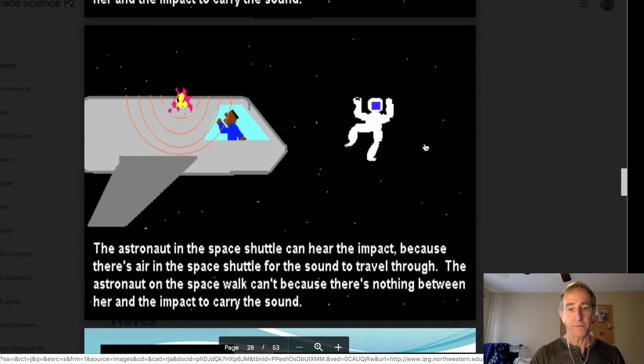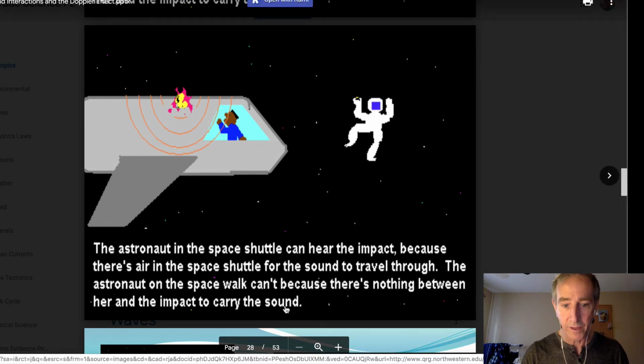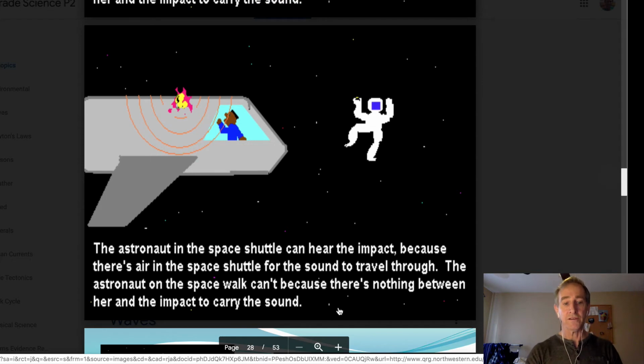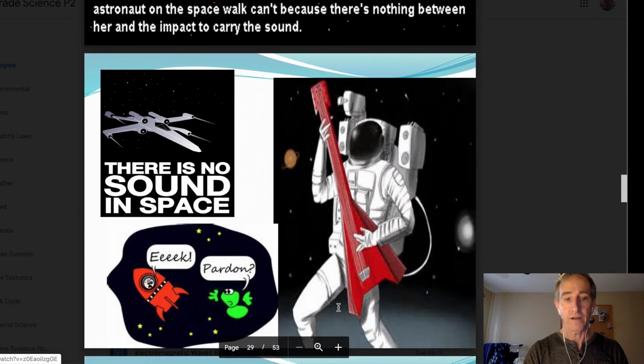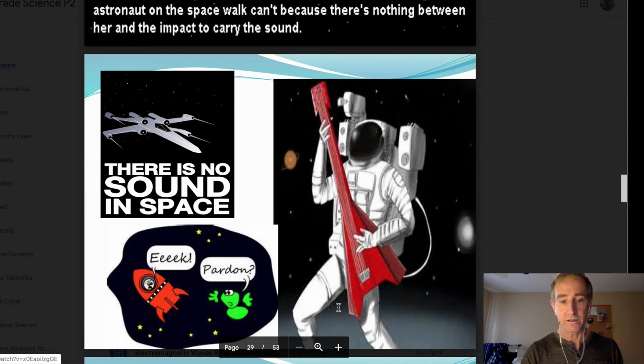The astronaut in the space shuttle can hear the impact because there's air in the space shuttle for the sound to travel through. The astronaut on the spacewalk can't because there's nothing between her and the impact to carry the sound. There is no sound in space.